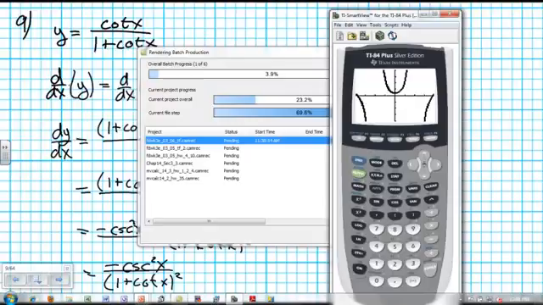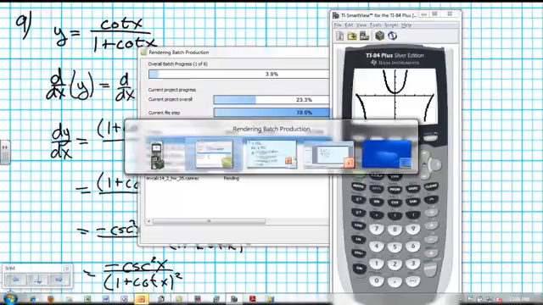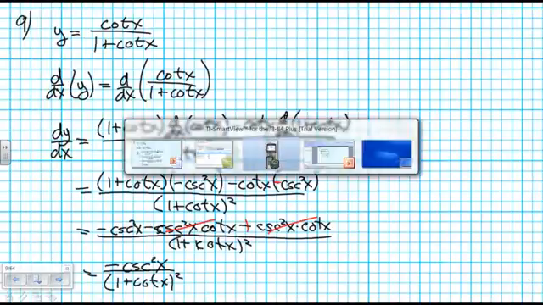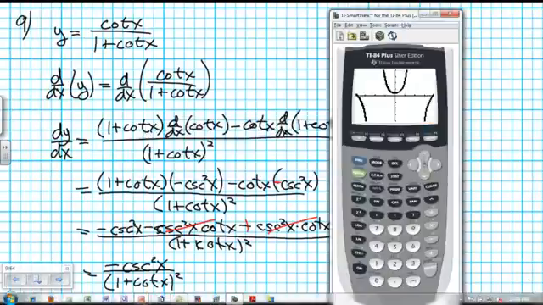All right. Too many things going on. Here's my solution. Here's my calculator. All right.